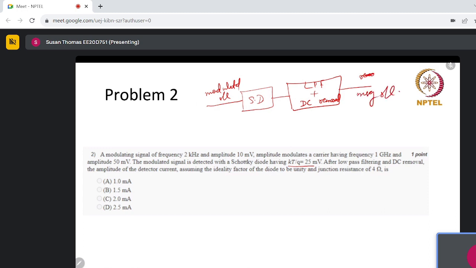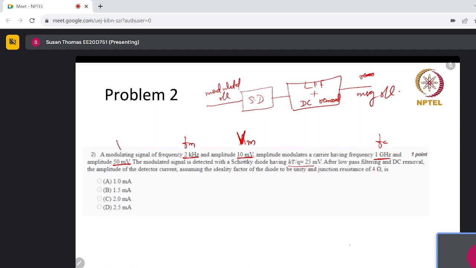If you look at the question, what is given is a modulating signal of 2 kilohertz. So basically this is fm and this is the amplitude of the modulating signal, Am, or maybe we can denote it as Vm, whichever is convenient for you. It modulates a carrier. So this is the fc. Carrier is 1 gigahertz. Then the amplitude of the carrier is 50 millivolts.